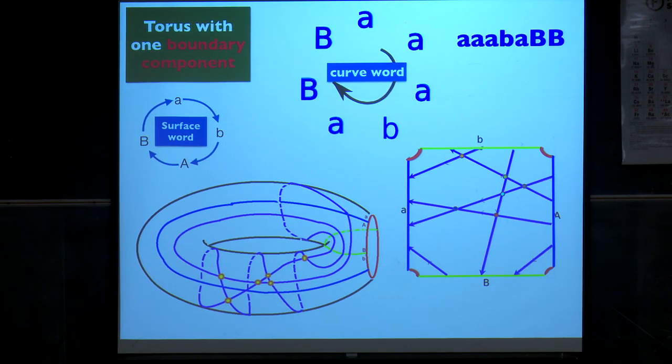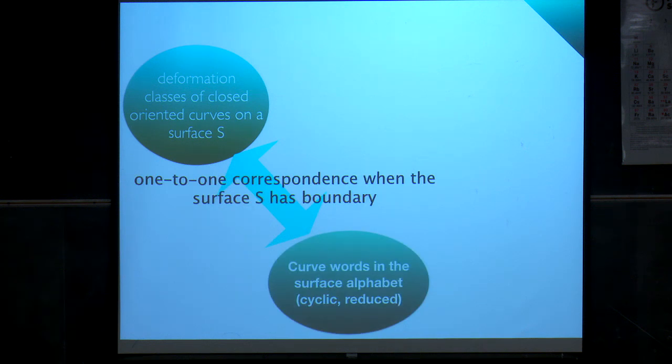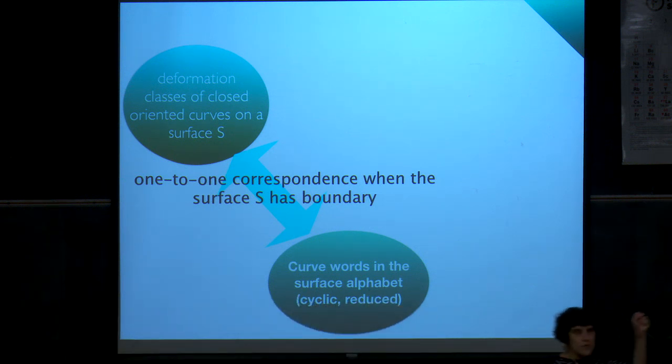So we have this curve word, and sometimes I write it as a linear word because it's hard to write a cyclic word. So we know that we have a one-to-one correspondence between the deformation classes of these closed oriented curves on a surface and the curve words. So this means that every class is labeled by a unique word, and every word with these characteristics labels a unique class.